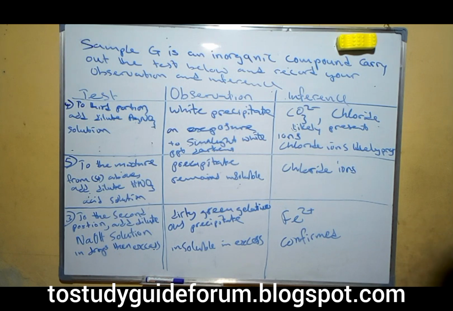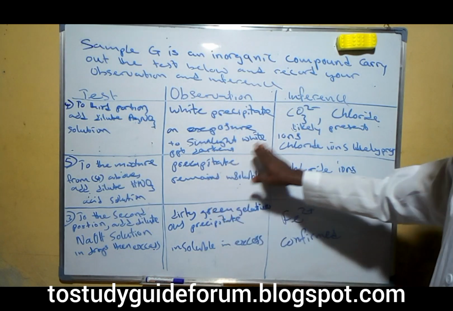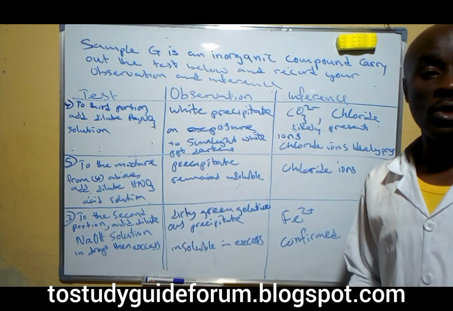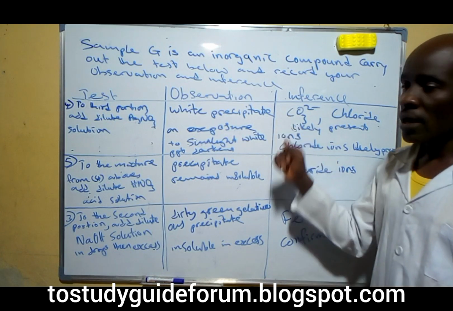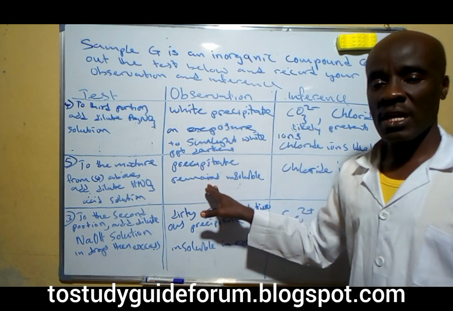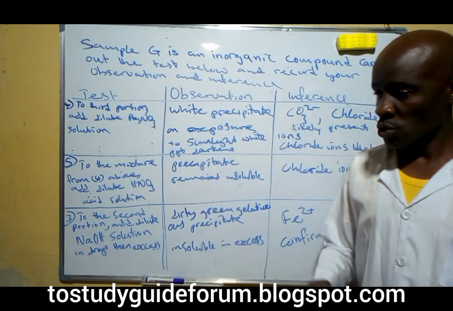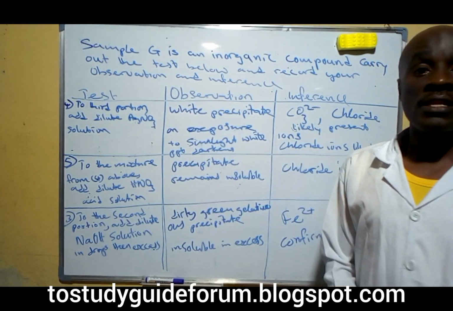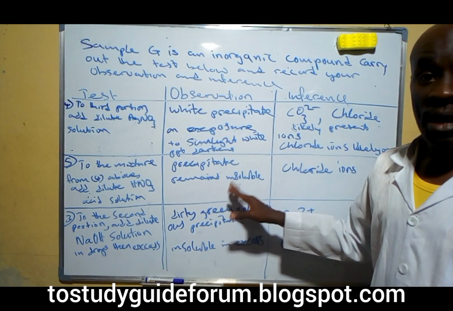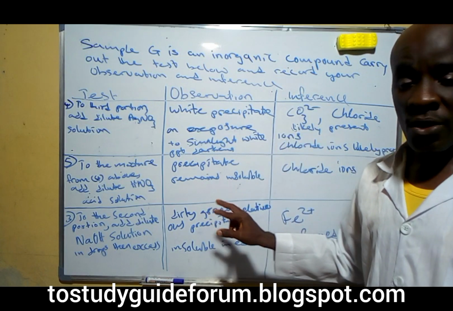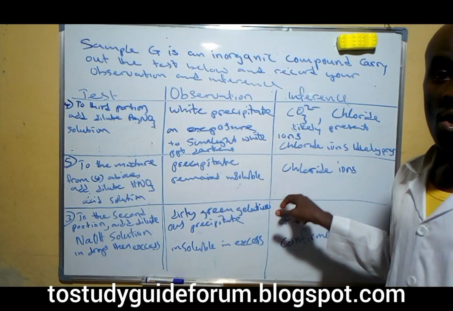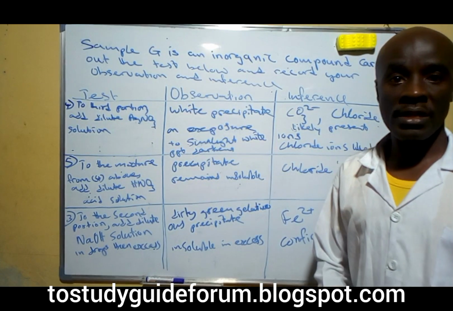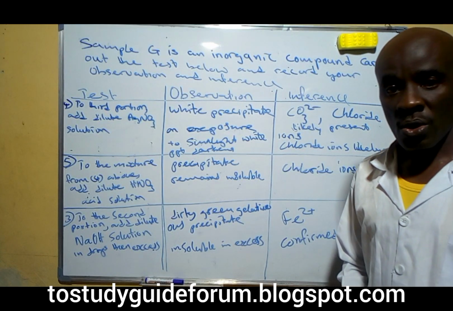One thing is sure: if it were carbonate, it would dissolve in acid to liberate carbon dioxide, and at the end of the reaction it would be soluble. But because G does not contain carbonate and contains chloride ion, the precipitate remains, because the precipitate of silver chloride is insoluble in nitric acid.